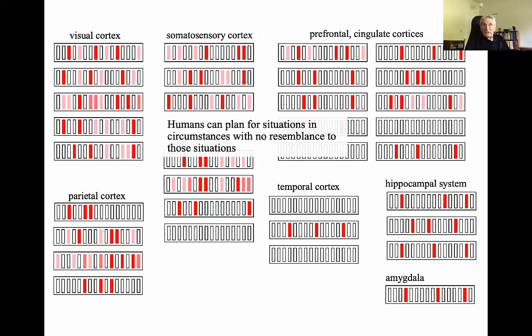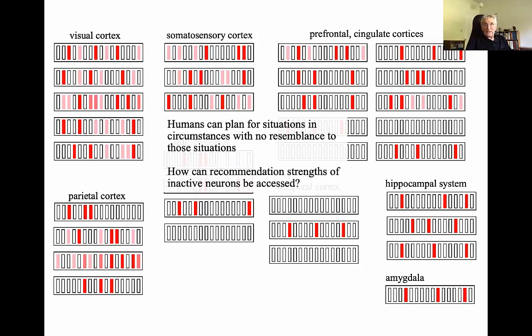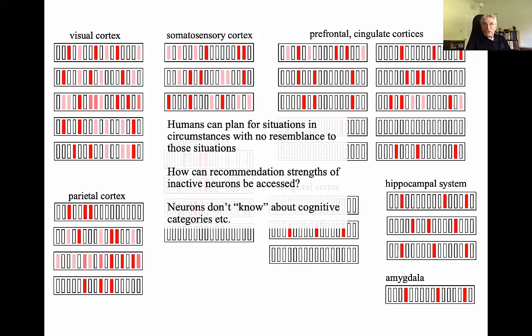Human beings can actually plan for situations that bear almost no resemblance to their current sensory environment. To support that kind of activity, how can the receptive fields with the appropriate recommendation strengths be activated when they're not there in current sensory inputs? Neurons don't know anything about cognitive categories or situations, so the brain can't just activate all the neurons relevant to a particular type of task. So at a neuron level, what information is available to support higher cognitive activities like planning?